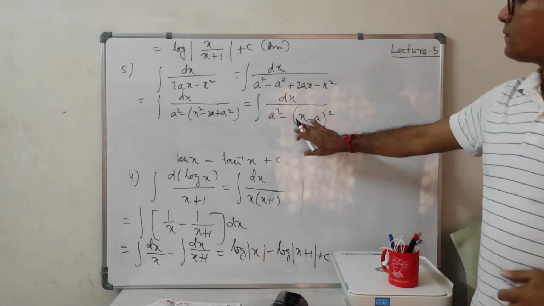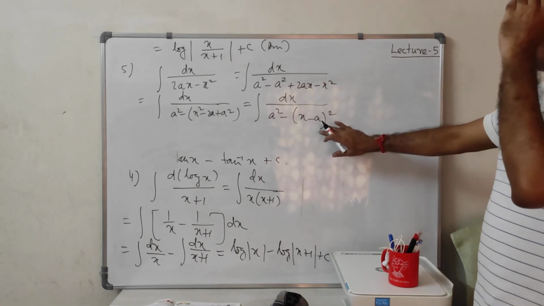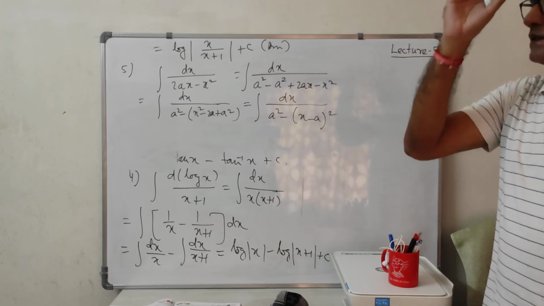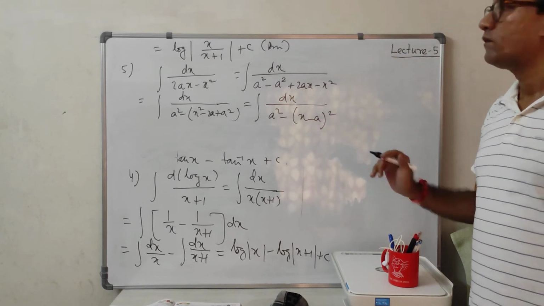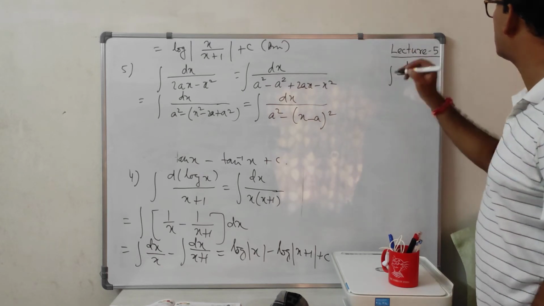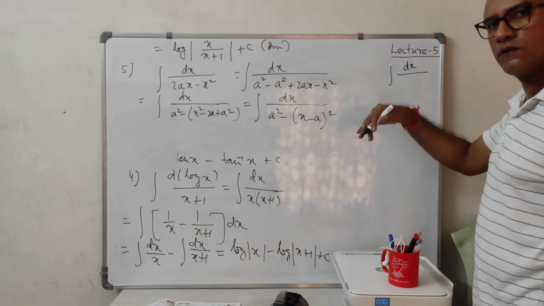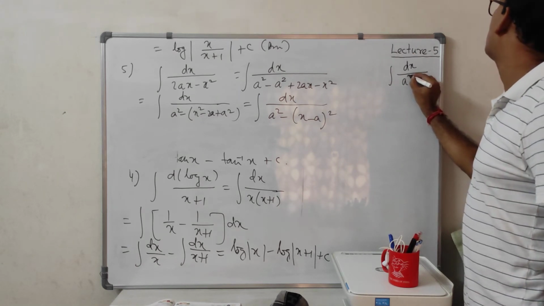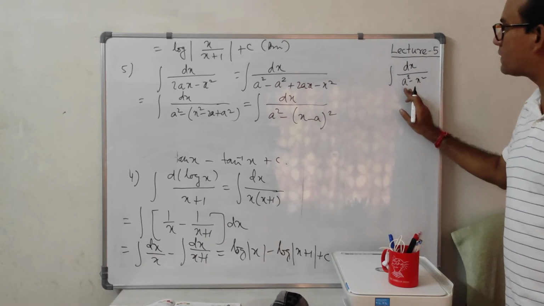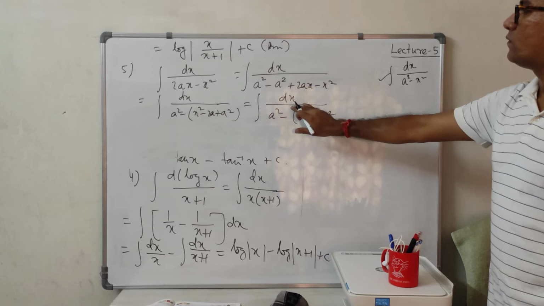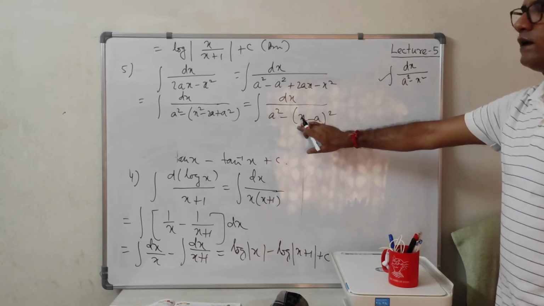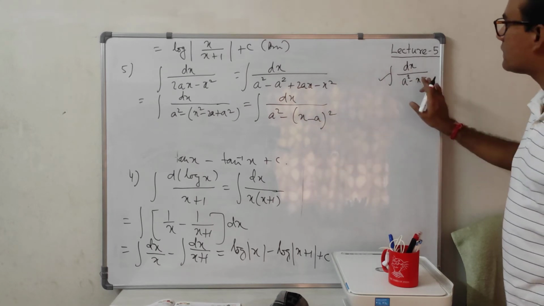So we get a standard integral, type 3 integral here. What was the third standard integral in our today's lecture? That was integration dx by a square minus x square. See, there is some resemblance with this integral. Here you can get a resemblance with this integral.